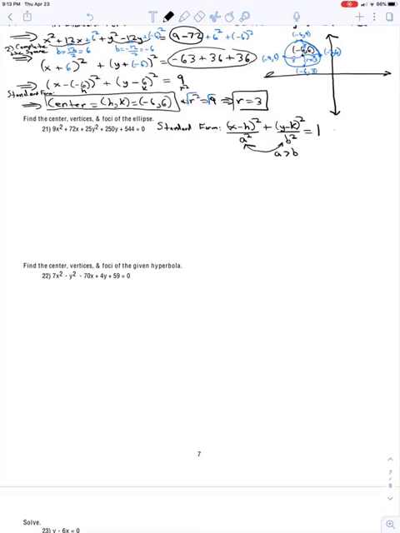Now, how to identify a or b: we want to remember that a is always larger than b in an ellipse. So if a is with x, like I've got it written here, it'll be an ellipse that's stretched out horizontally, what we call our major axis being horizontal. Or if a ends up being with y, it's going to be stretched out vertically, which means our major axis is vertical. So let's see what happens as we write this one in standard form.